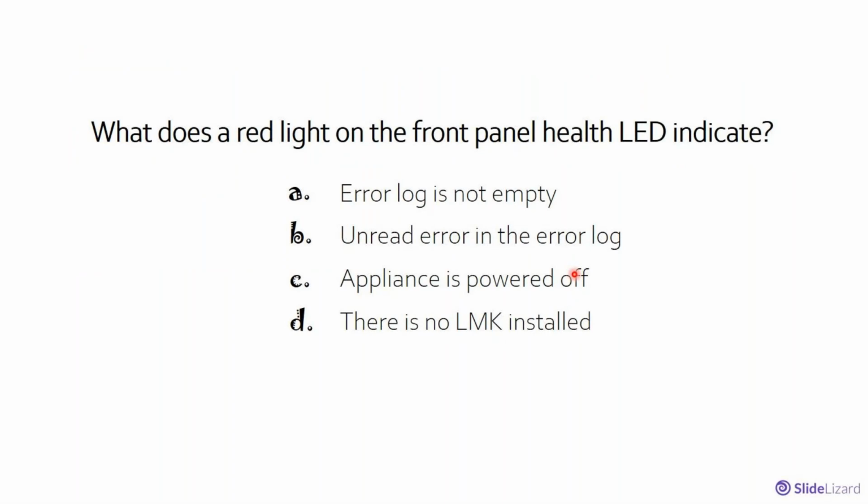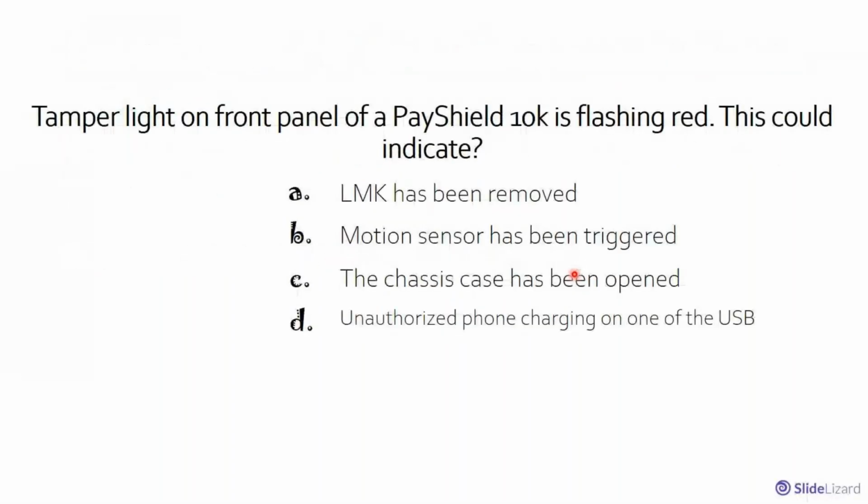The LMK being removed is right, but here the question is more about the reason behind that. Why exactly is the light flashing red? So that is an impact, but this is the reason behind it. I'll rephrase the question. Thank you, I understand where the confusion is coming from. LMKs are removed, but the reason behind that is that the motion sensor has been triggered.